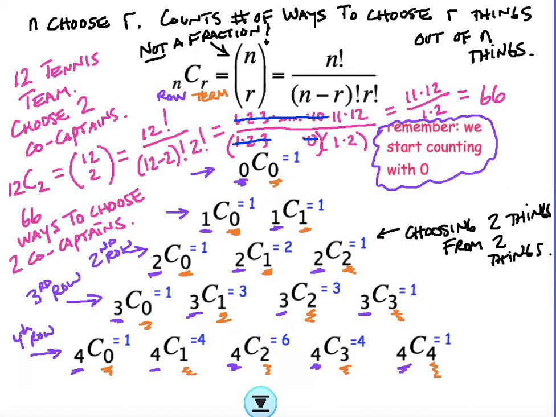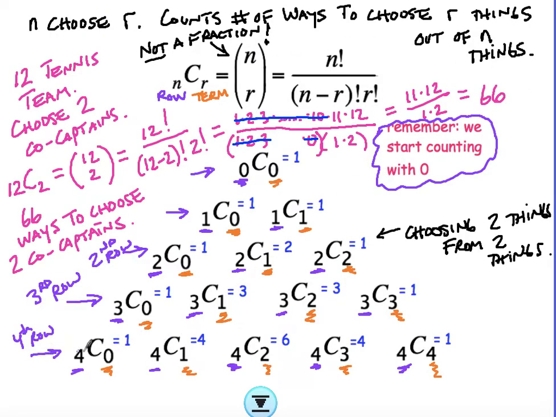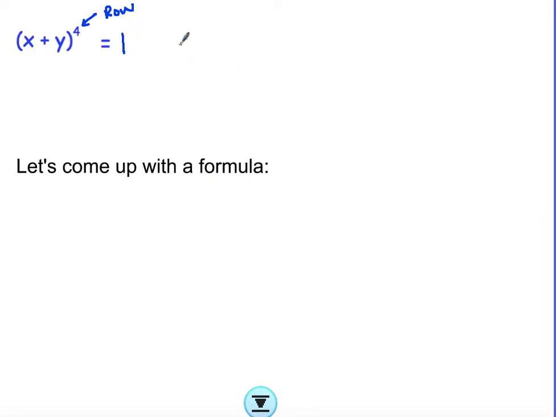So here's where we're going with this, okay? Let's expand this out and then we're going to come up with a formula. So the expansion part, that's a little bit of a review from last week. So remember that this exponent right here represents the row that we are in Pascal's triangle. Now, if we're in the fourth row, our coefficients are 1, 4, 6, 4, 1. So I'm going to write out those coefficients.